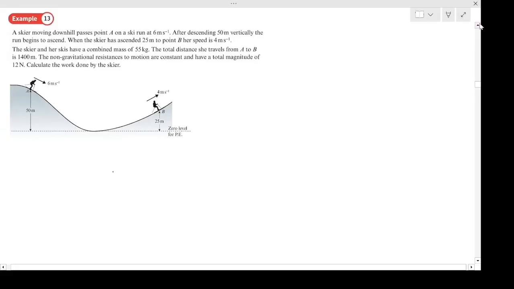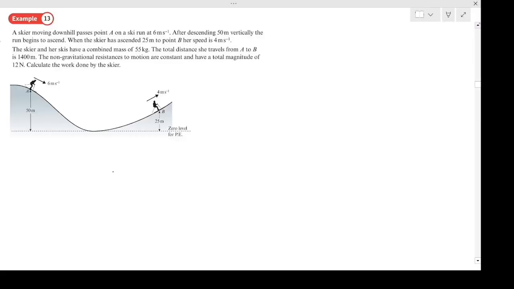Okay, so we've got this question here. It's a very interesting question. It brings basically everything together and it makes full use of the work energy principle. So let's take a look at it.